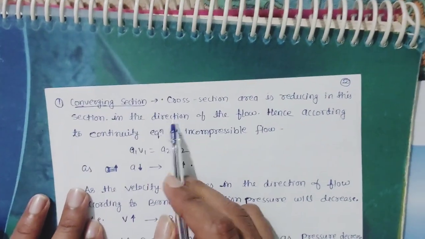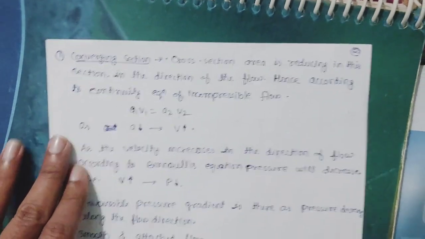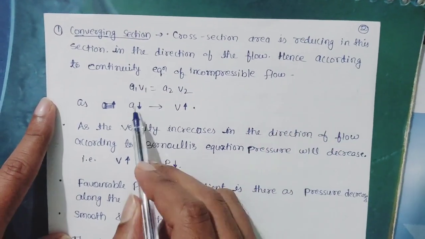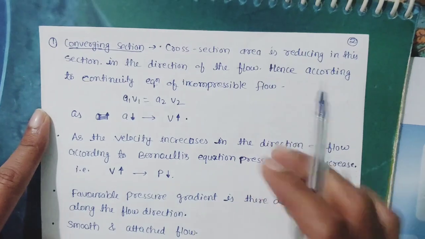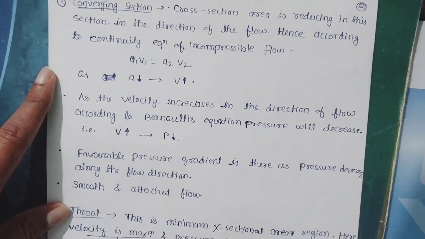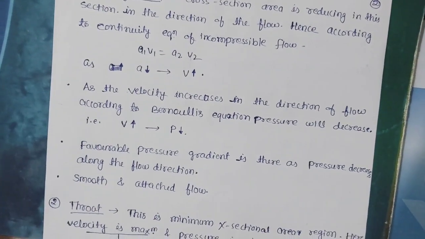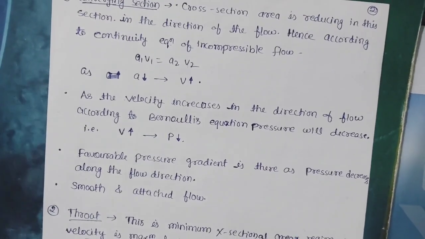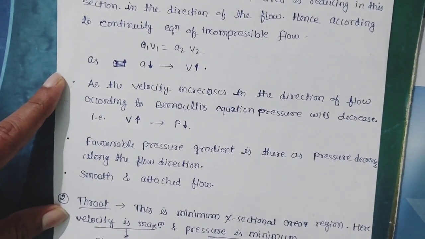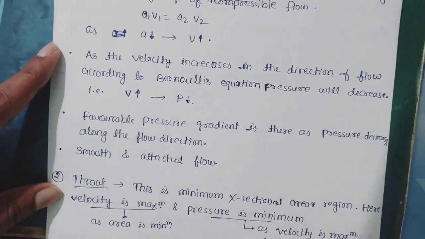Here in the converging section, the cross sectional area is reducing in the direction of flow. Hence, according to the continuity equation for incompressible flow, means density will be constant, A1 V1 equals A2 V2. Area is decreasing, so velocity will increase. As the velocity is increasing in the direction of flow, according to the Bernoulli equation, pressure will decrease. Means kinetic energy will increase and pressure energy will reduce. Here a favorable pressure gradient is there, as pressure is decreasing along the direction of flow, and smooth and attached flow will be there.